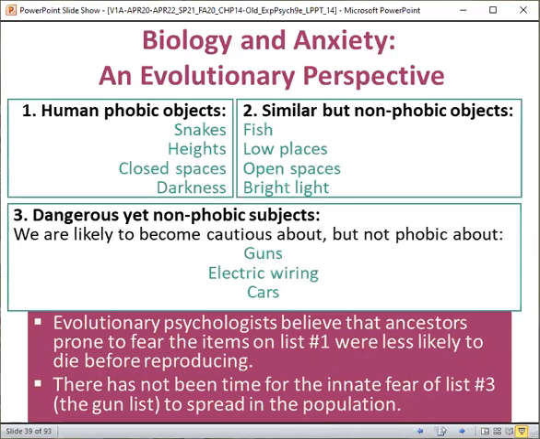Evolutionary psychologists believe that ancestors prone to fear the items on list number 1 were less likely to die before reproducing. So those who had a healthy respect or fear for snakes, heights, closed spaces, and darkness, they survived. Therefore, when they had offspring, those offspring were more likely to have those particular items on their list as well. And so when it comes to list number 3, the gun list, there has not been time for the innate fear to spread into the population. Given enough time, it could. But right now we're still at snakes, heights, closed spaces, and darkness. That aided us in surviving in the past, and that's why we see all these people with phobias based on those particular objects.